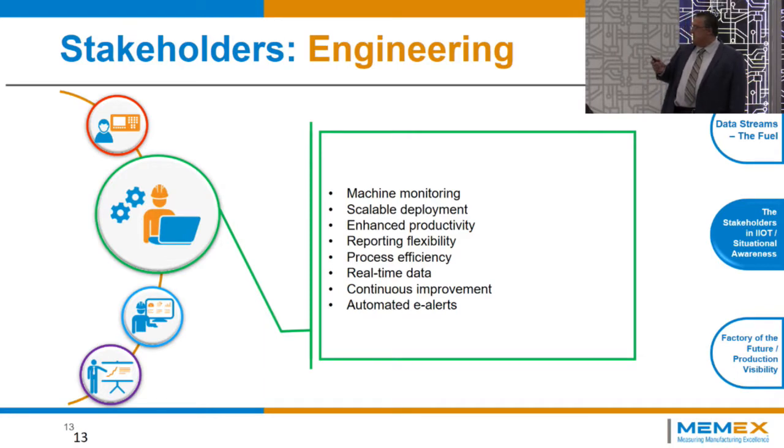Obviously, engineering cares about continuous improvement and automated e-alerts. If, for example, a part's taking longer to run or a setup's taking longer to do than what's allowed, say it's a 2-hour setup, but you're now 3 hours into setup, we can fire an email out to engineering to say, hey, this person or this job or this machine needs a little assistance.